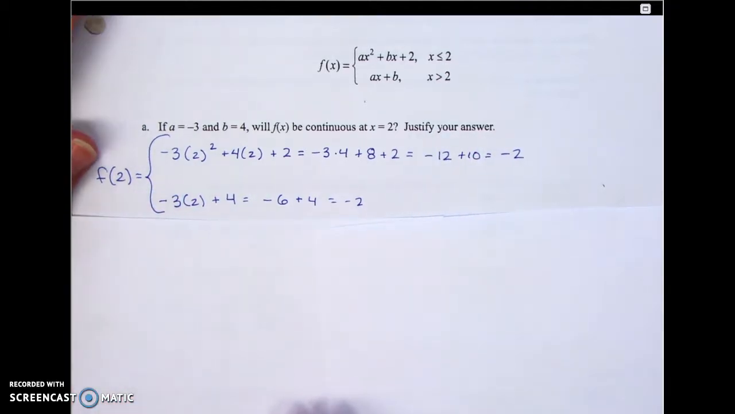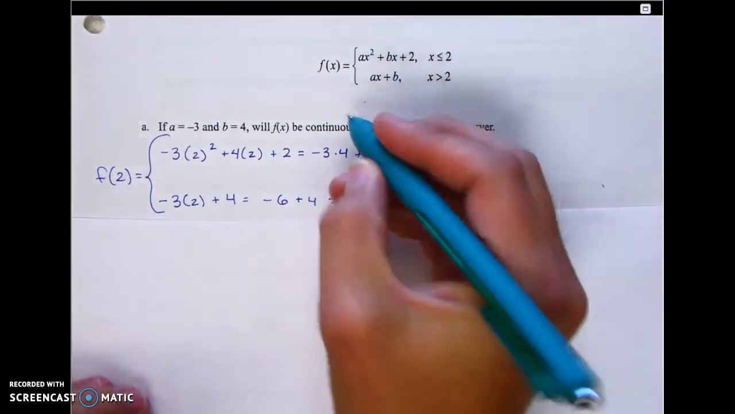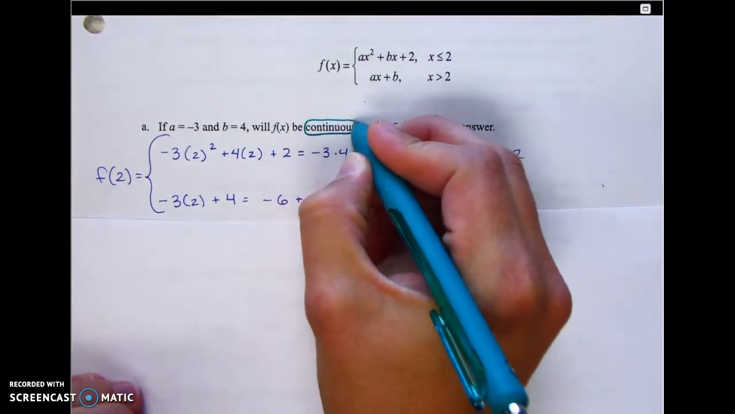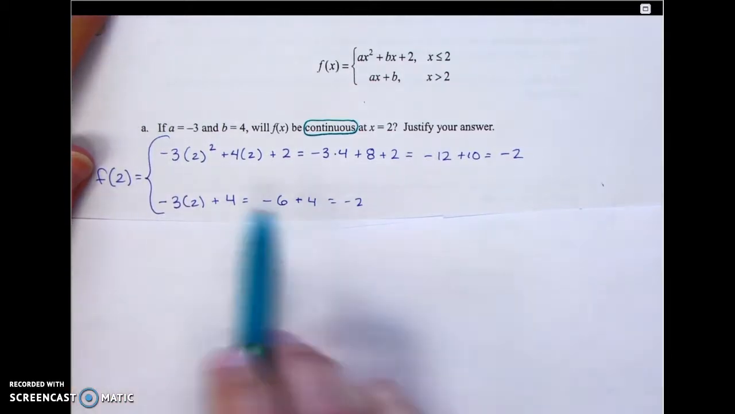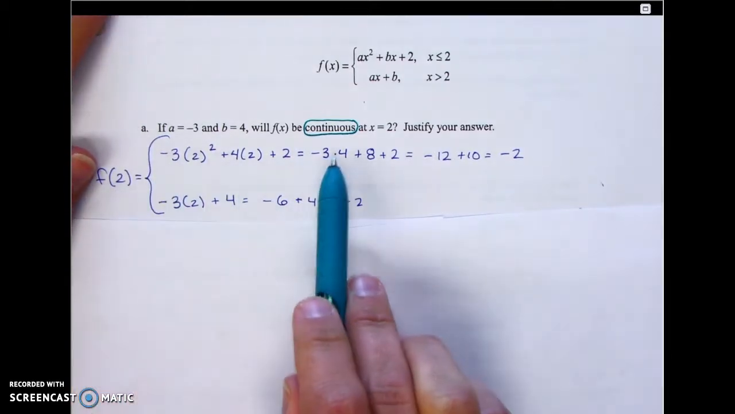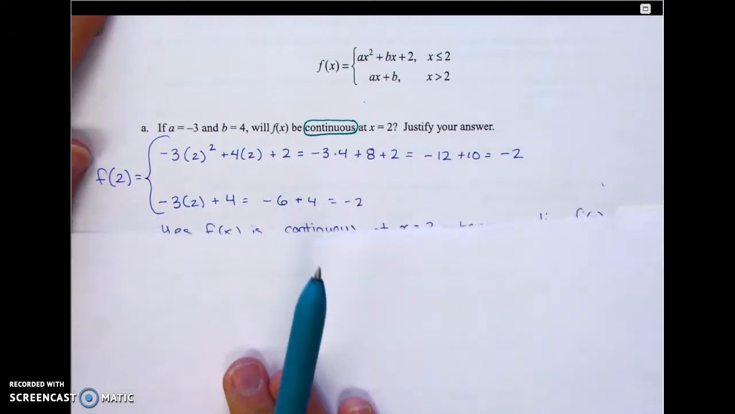So our justification has to come from the definition of continuity, okay? That was a 3-part definition. What that means is f of 2 has to equal the limit at 2.